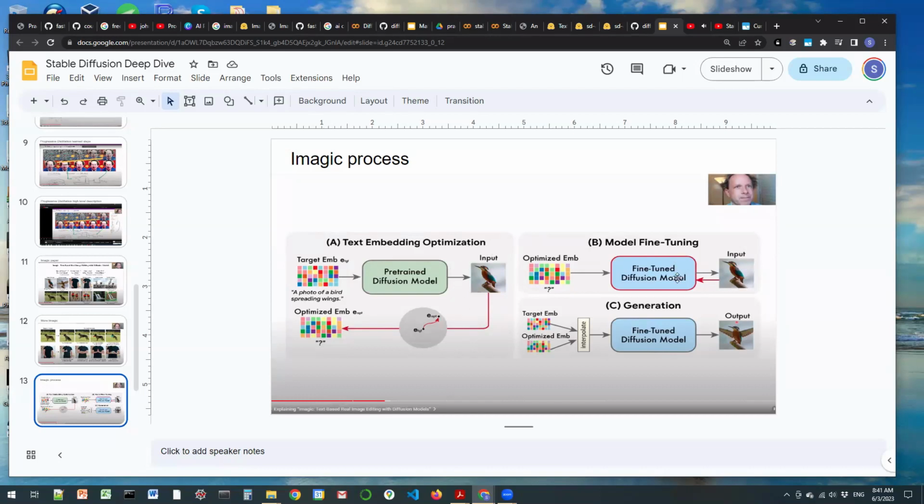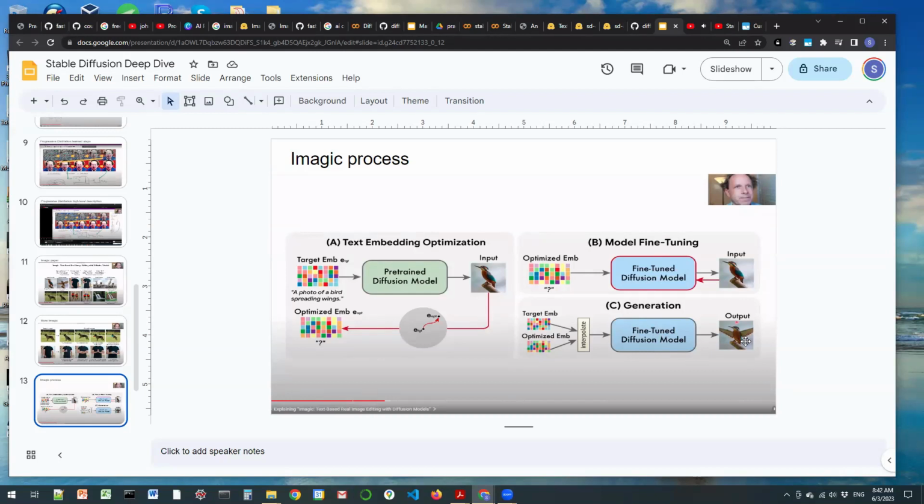But that's not good enough. You then have to train the parameters of the model to also be able to generate something corresponding to this bird. So you go through two steps. One, shift the embedding. Second, shift the model. And then the last step, combine the target embedding and this optimized embedding, some interpolated value between the two, and then use this fine-tuned diffusion model, and voila, what comes out of it is this bird spreading its wings.